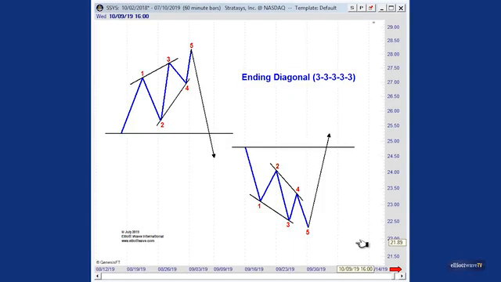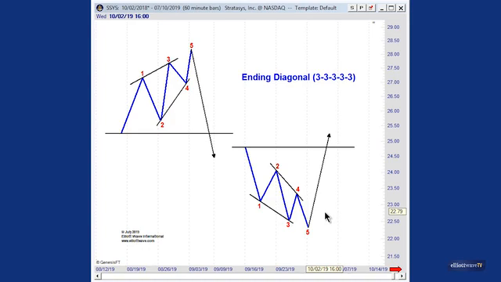Now this slide offers us diagrams of what an ending diagonal actually looks like. It is a terminating wave pattern that may only occur in the 5th wave position of an impulse wave or as wave C of either a zigzag or flat. Its appearance is very distinctive. As you can see, it appears to be a rising wedge, or it can actually be a falling wedge.